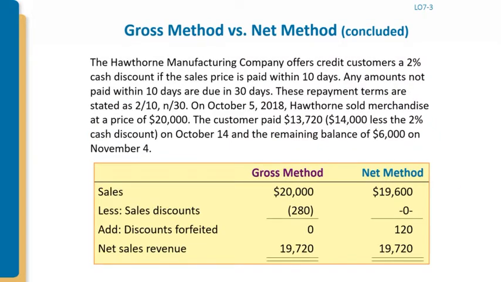So for the gross versus net method, this is the conclusion. We can see sales less sales discount, then we add back discounts forfeited, giving net sales revenue. Under both methods, we have a similar amount of net sales revenue, but they are recorded differently.